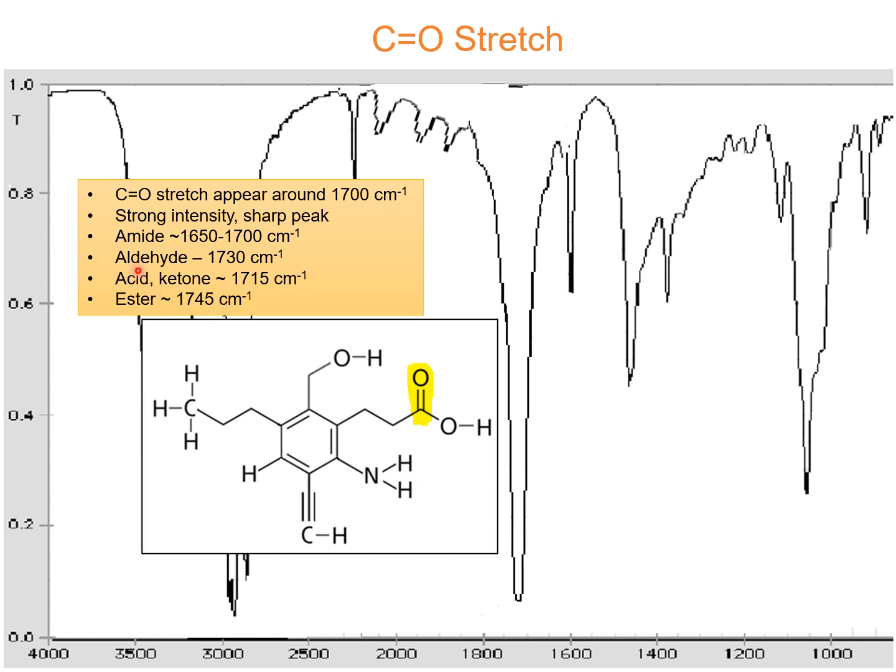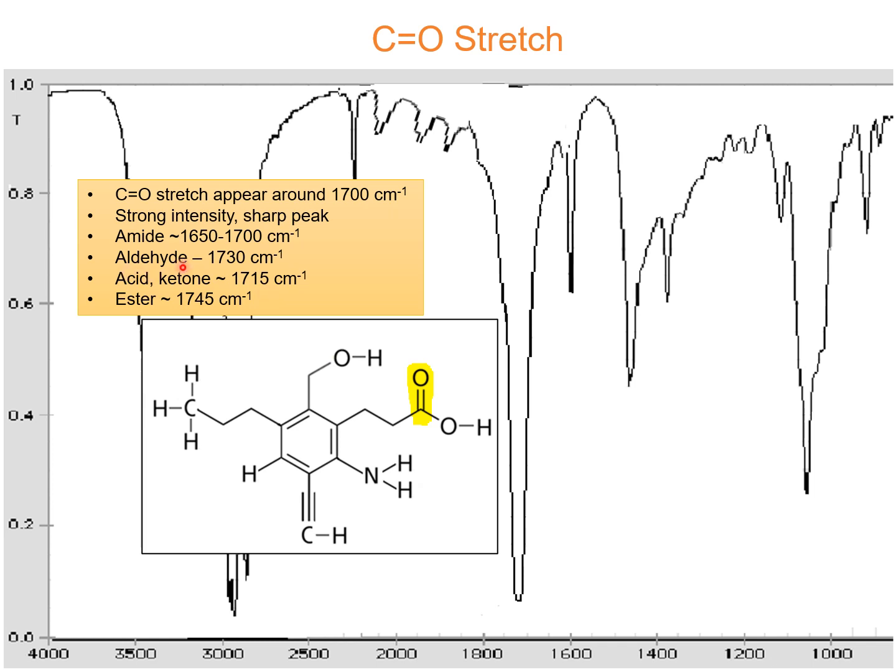So higher and lower levels indicate ester and amides respectively, and in between we have some other tests by which we can distinguish whether it is aldehyde, acid or ketone. Just now we have seen, if you have a problem of distinguishing between acid and ketone, acid will also give you an OH stretch. In case of ketone it will be absent.